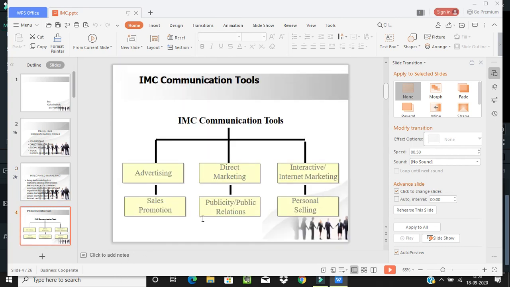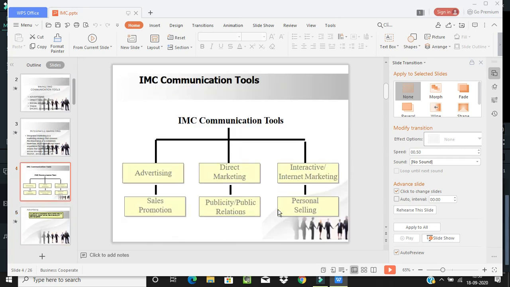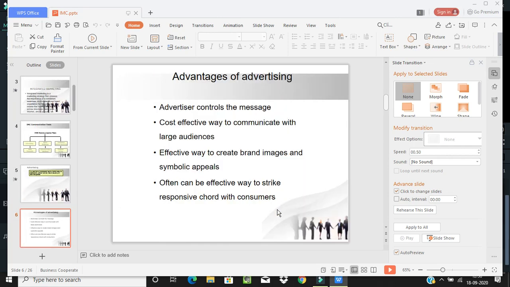Now we will go to another thing, the IMC communications tools: advertising, direct marketing, interactive and internet marketing, sales promotions, publicity and public relations, and personal selling. Now we will go to advertisement, the advantages of advertising. First, advertising: advertisers control the message, it is a cost effective way to communicate with a large audience, an effective way to create brand images and symbolic appeals, and often can be an effective way to strive for a responsive chord with consumers.